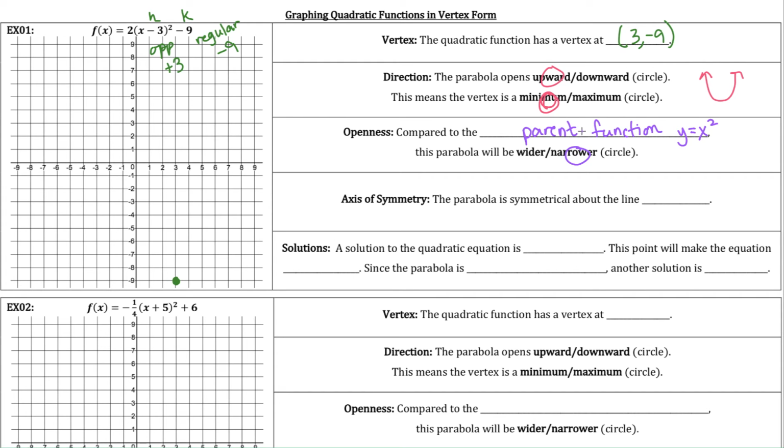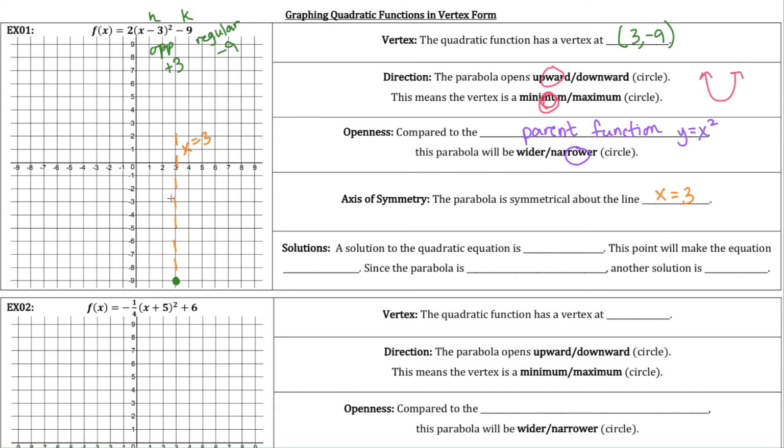So our axis of symmetry. Remember, that's where it's perfectly symmetrical about. If that's where it turns, this is the axis of symmetry, which is x equals 3. Not too bad. And then, ooh, it looks like we're going to have to do a little math here.